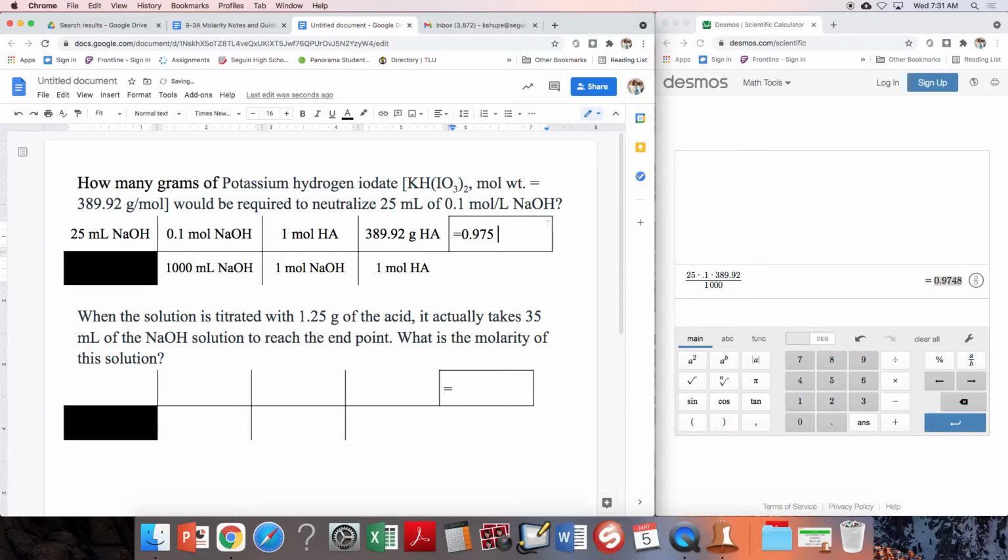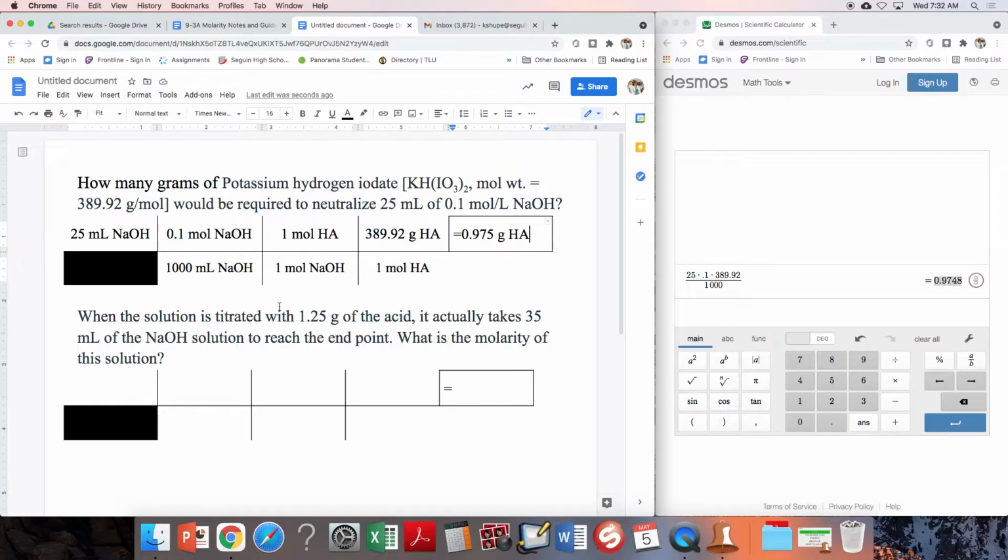0.975, because remember, for Quest, if it's less than 1, you want to keep 3 decimal places. 3 actual numbers, though. If there was a 0, you'd start counting from there. Grams of my acid, because everything else canceled. All right, let's go back the other direction.